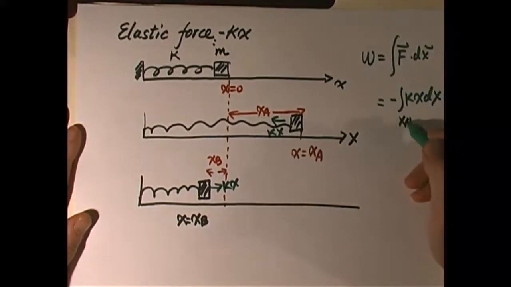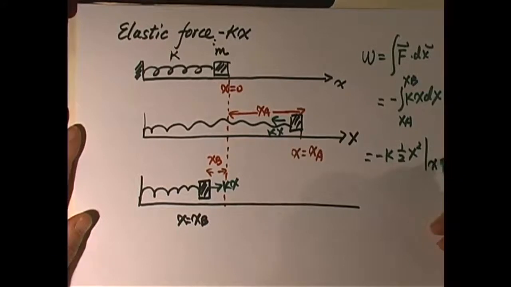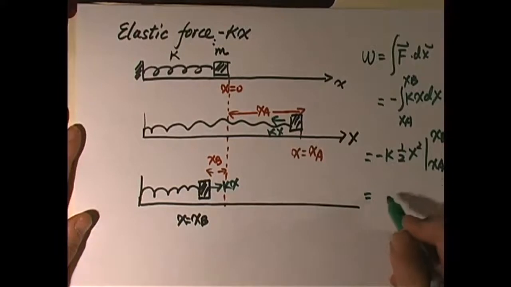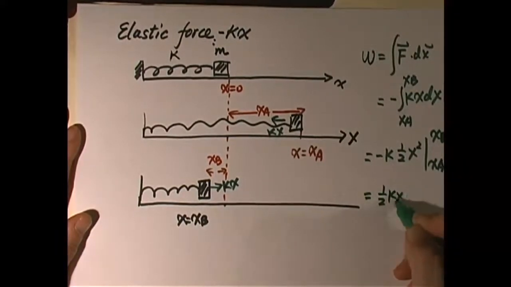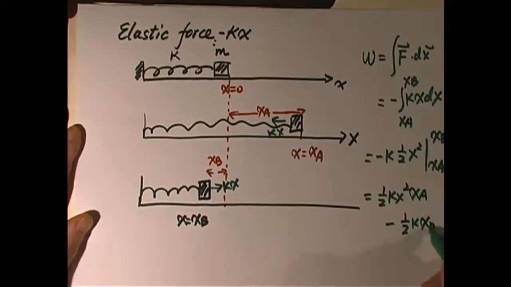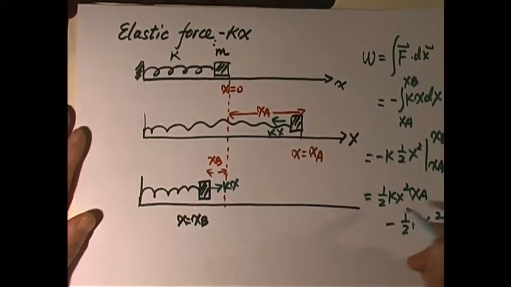And we start from x of a and go to x of b, right? So the result is negative, k is constant, the integral of x dx is 1/2 x squared, from x of a to x of b. So the result is, well, first minus second term. So it is 1/2 kx squared. The second term is positive because minus a negative sign is plus. And the first term is negative. The first term is 1/2 k xb squared. So the work done by the elastic force from xa to xb is this.